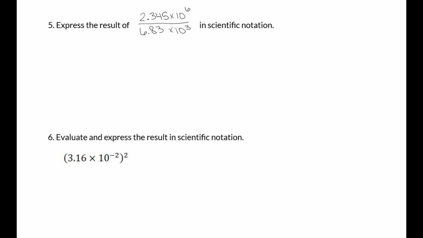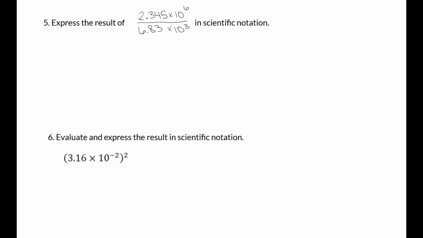So really you're going to go 2.345 then divided by 6.83, and it's got decimals, so you can use your calculator. When you do that, you get 0.343. You can put 0.343.